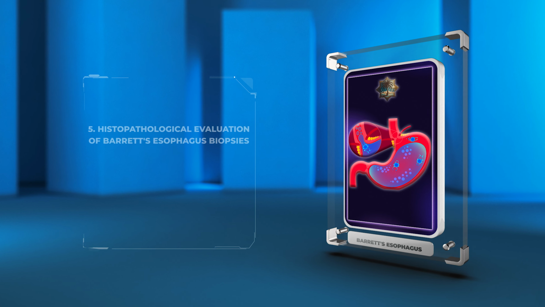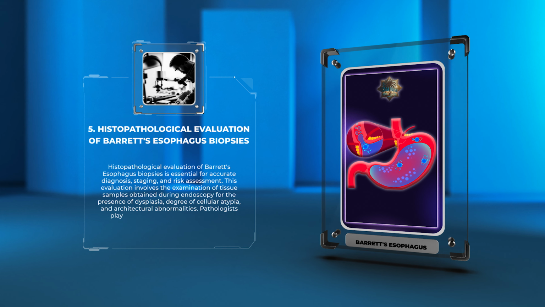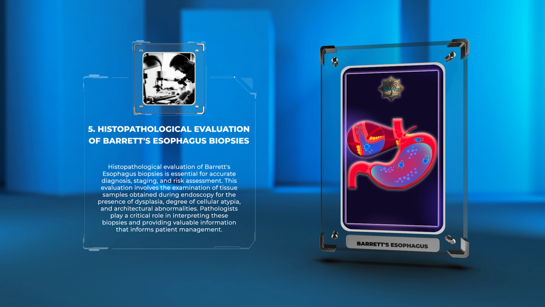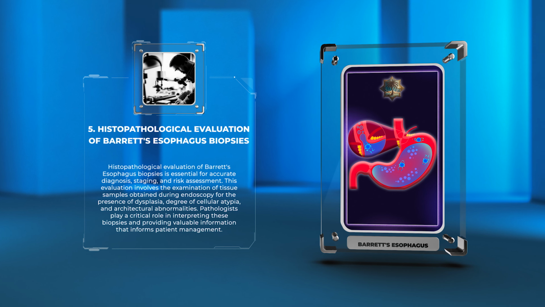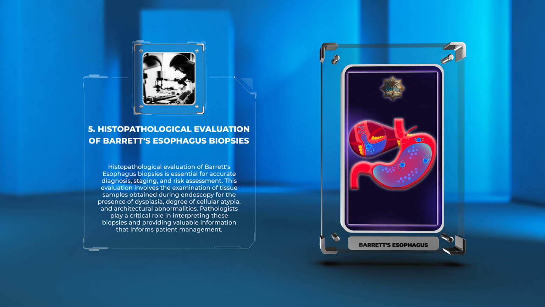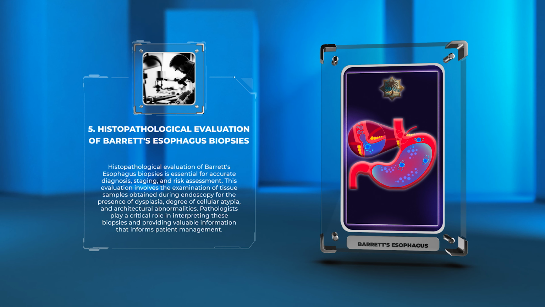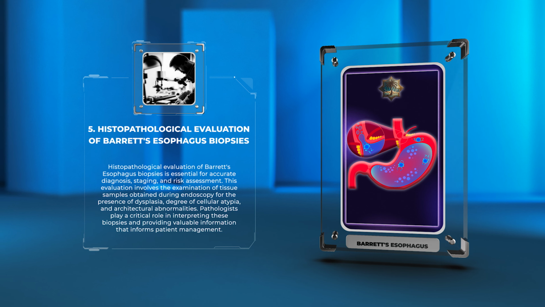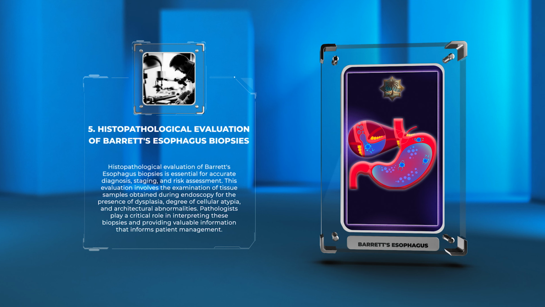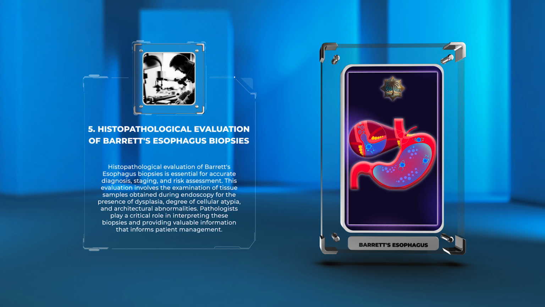Histopathological evaluation of Barrett's esophagus biopsies is essential for accurate diagnosis, staging, and risk assessment. This evaluation involves the examination of tissue samples obtained during endoscopy for the presence of dysplasia, degree of cellular atypia, and architectural abnormalities. Pathologists play a critical role in interpreting these biopsies and providing valuable information that informs patient management.